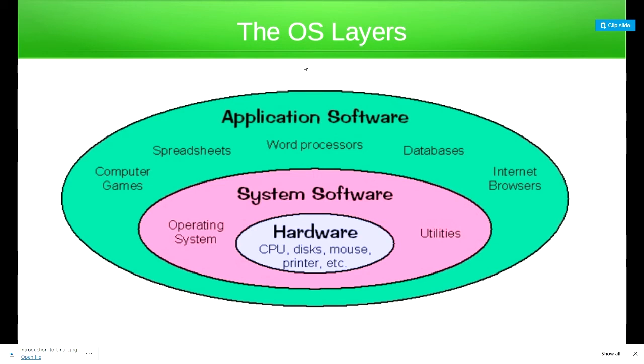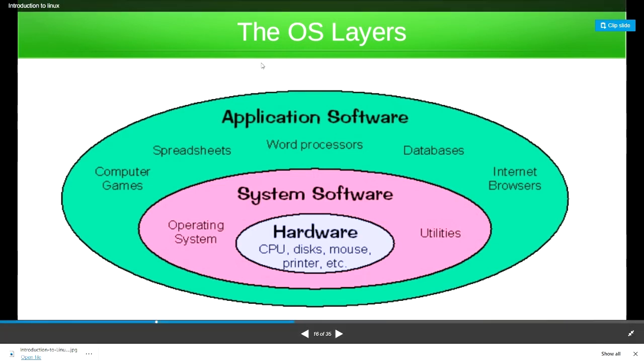This is the OS layer. We have here the main, which is the application software. Inside the application software, we have the computer games, spreadsheet, word processor, databases, internet browsers. Inside this application software, we have here the system software. So there are two operating system utilities. And inside the software, we have here the hardware, the CPU, the disk, mouse, printer, etc. So this is the operating system layer.